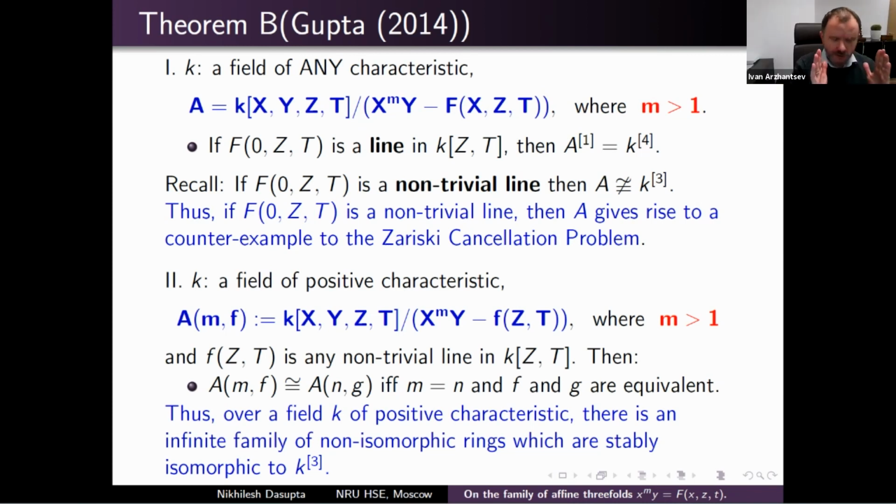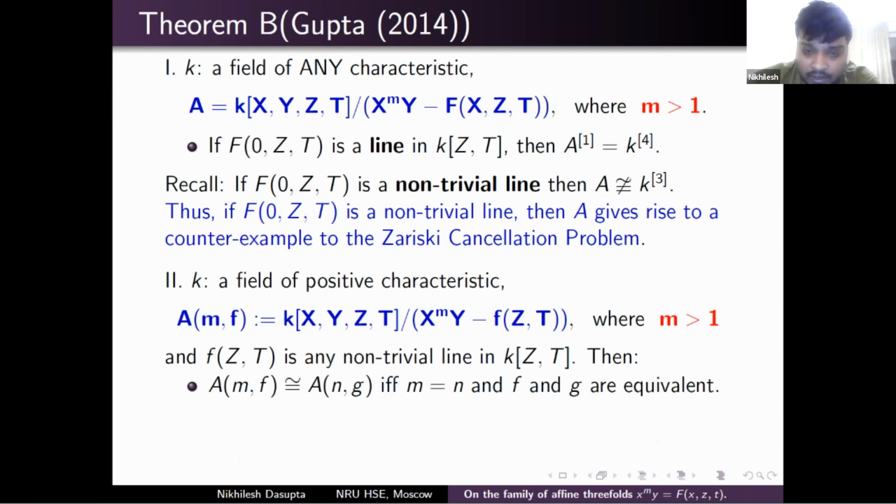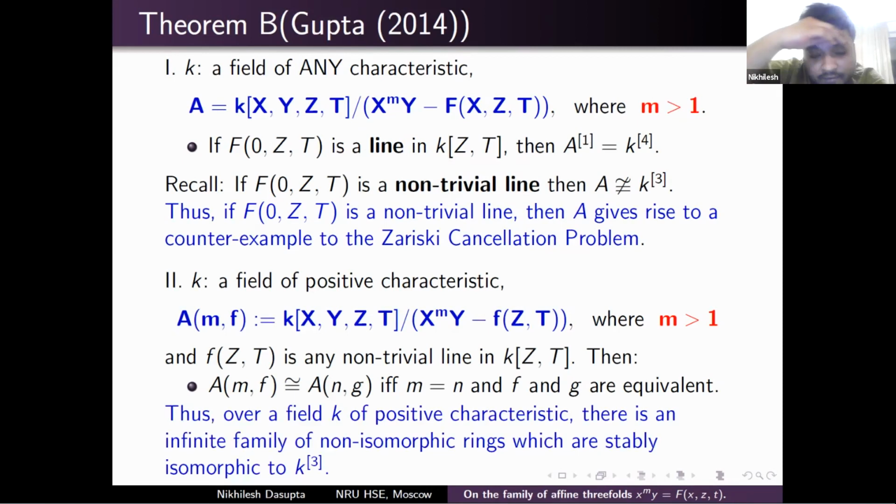So just to summarize, up to some moment, all results were conditional. It means that if we have at least some conditions, then they are equivalent to this, and that. If we have an equation of the form x^m y - f(x,z,t), I am saying that f(0,z,t) is something if and only if the condition holds; it's not one direction, it's an equivalence.